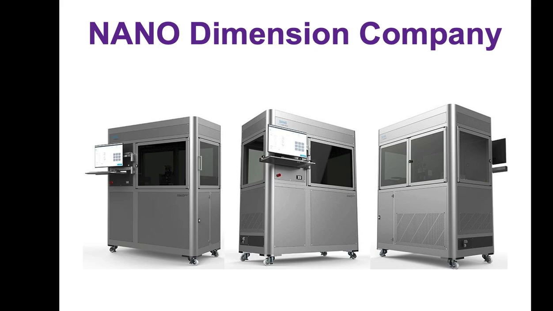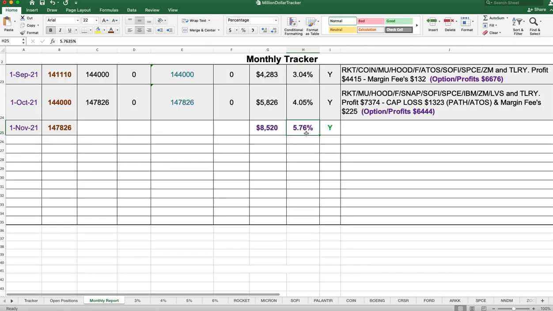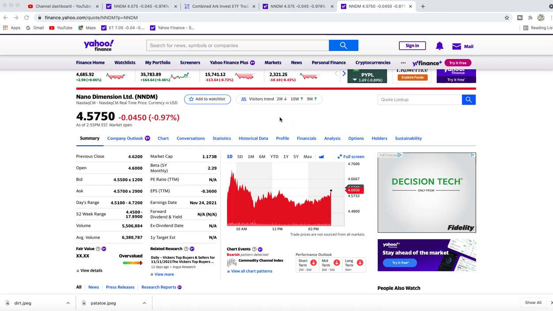So let's get started. Currently, our premium of profits for the month of November is $19,035. Out of that number, $8,782 is closed profit positions, and the net is $8,520, which is a total of 5.76% return. Nano Dimension, right now, the market is still open.